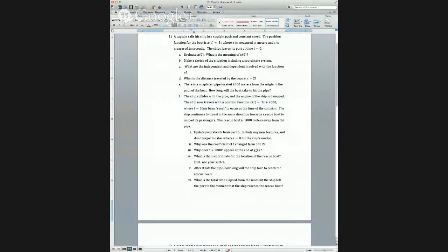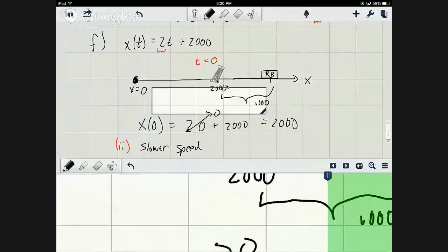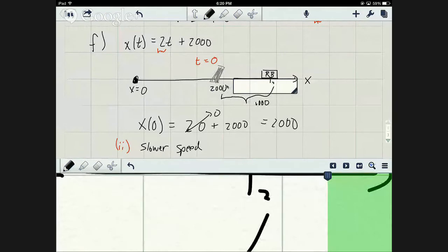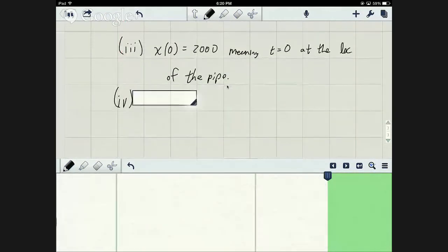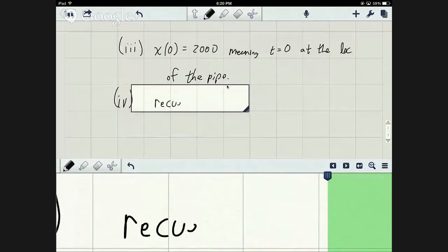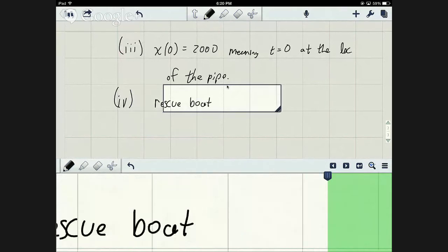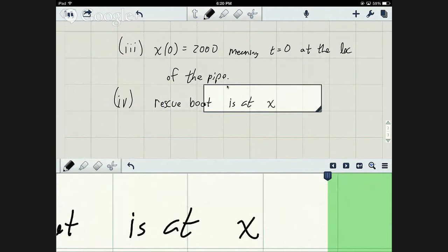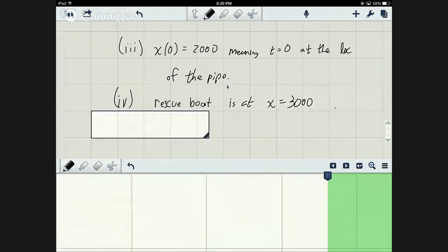All right. So let's go down to these parts down here. What is the x-coordinate location for the rescue boat? Well, the rescue boat, so that's this part, is 1,000 meters away from the pipe. So on our sketch here, we can put that this is an additional 1,000 meters away. Let me show you on this screen. We're 1,000 meters away, and that means we can write our x-coordinate. It's going to be 2,000 here, plus another 1,000, so this x-coordinate here will be 3,000. So the x-coordinate of the rescue boat is at x equal to 3,000 meters. Good.